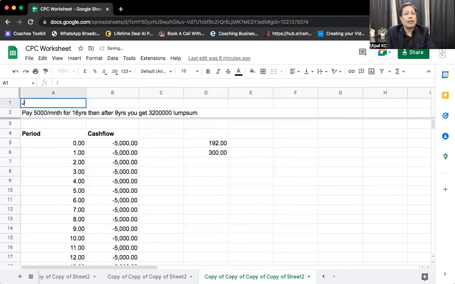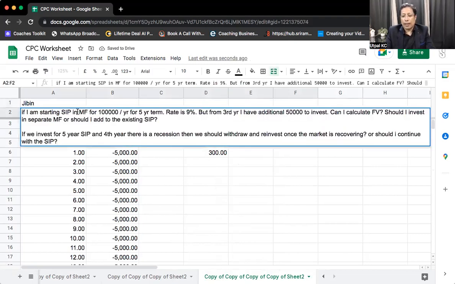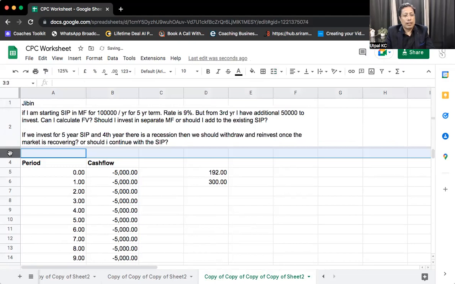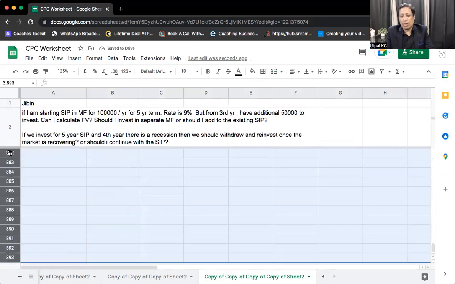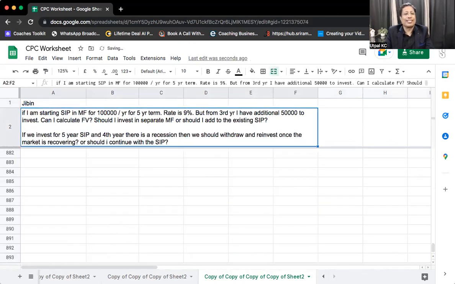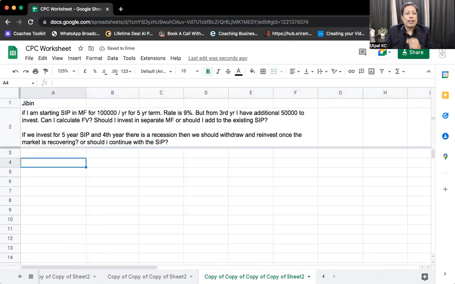Mr. Jibin, you see, your question is long. I think tomorrow morning will be over with our questions, right? Okay. Starting a SIP in mutual fund for 5 years, rate is 9%, but from the third year I have an additional 5 lakhs to invest. Can I calculate future value? You see, you will have to calculate separately. You will have 2 calculations.